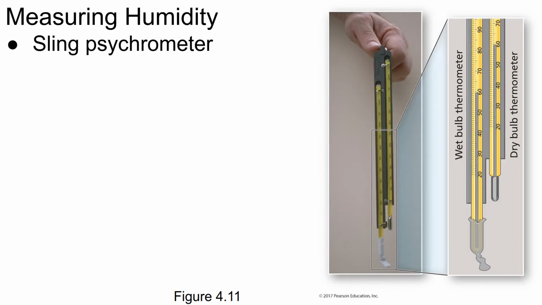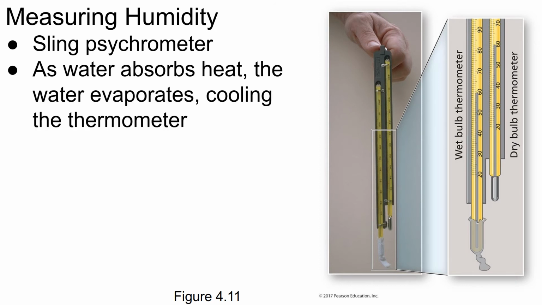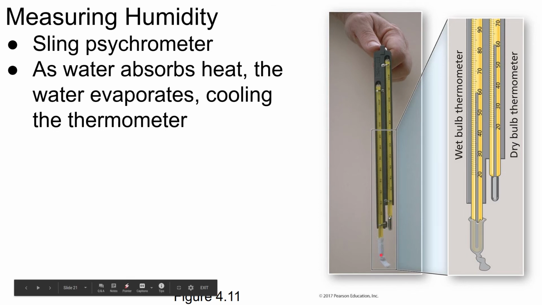So measuring humidity, this is a sling psychrometer. As water absorbs heat, it evaporates, which cools the thermometer. A sling psychrometer has two thermometers. One of them has a cotton wick that you get wet. The other one is dry. That's the dry bulb. The one that's wet is the wet bulb. It's on a handle and you spin it around. As you spin it around, water evaporates and absorbs heat from the thermometer. The water vapor evaporates, taking the heat with it. So the more water evaporates, the more the wet bulb cools.